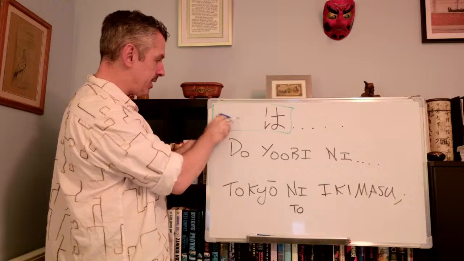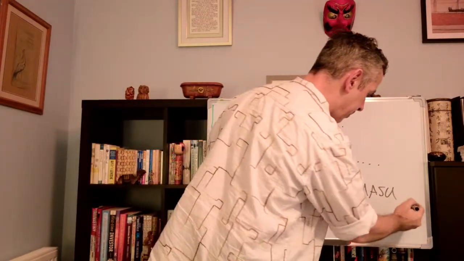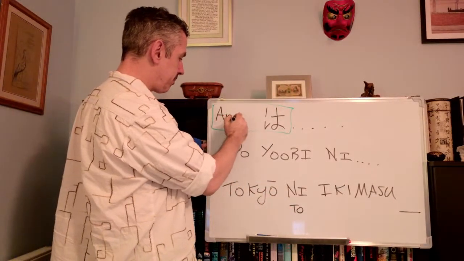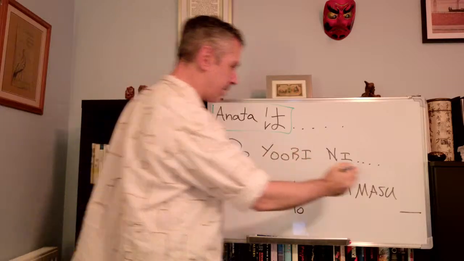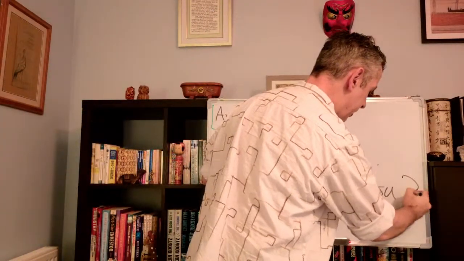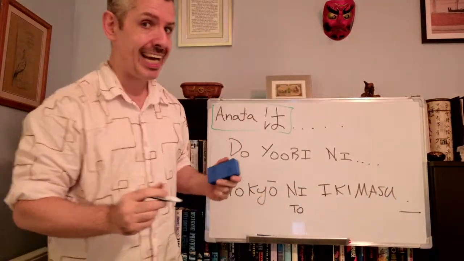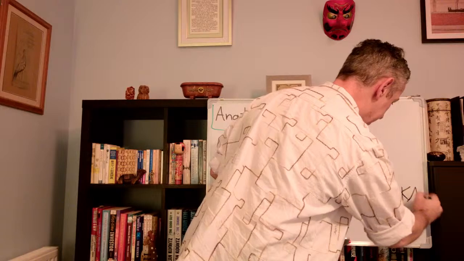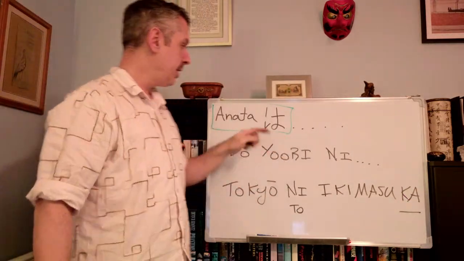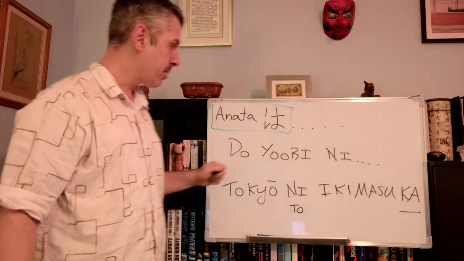Let's swap it up a little bit. Let's change this. And as I'm rubbing this out, have a think about what I can put in this space. If I put anata, what can I put here? Turn it into a question. Now I'm asking somebody, instead of a question mark, I can actually put ka. It's the same thing as a question mark. Now I'm asking anata, which means you. Anata wa doyobi ni Tokyo ni ikimasu ka? Are you going to Tokyo on Saturday?